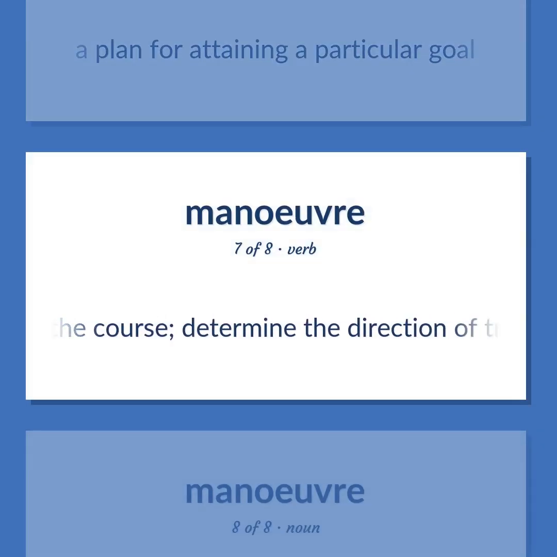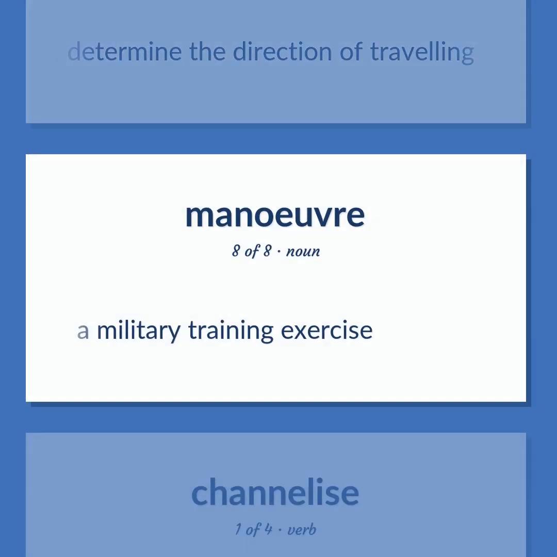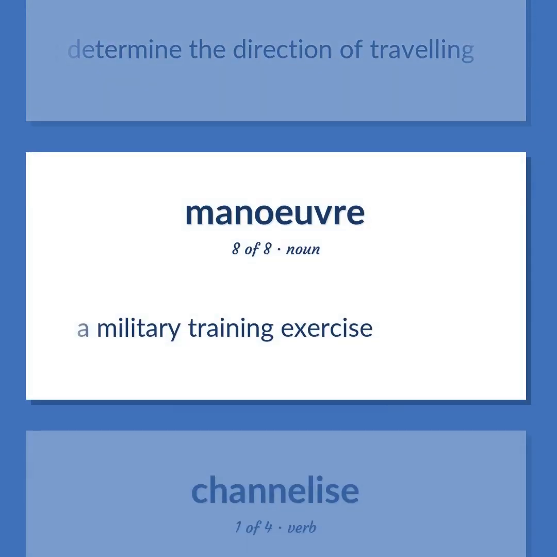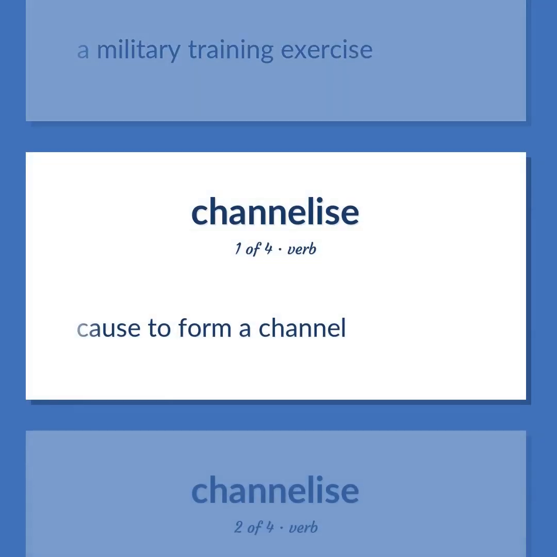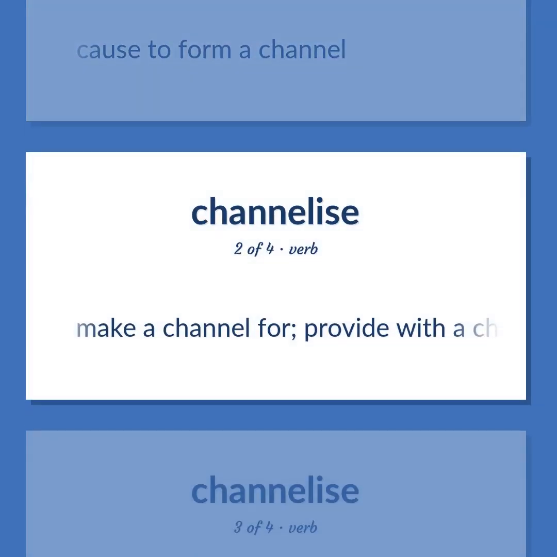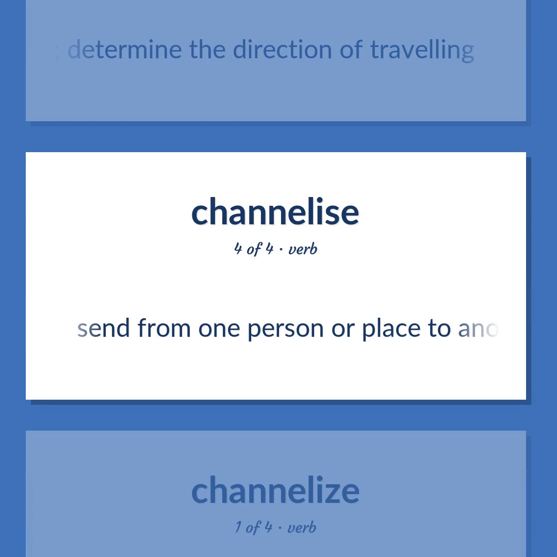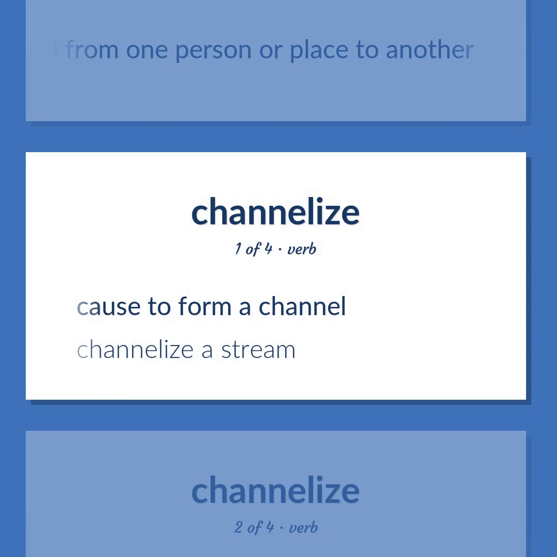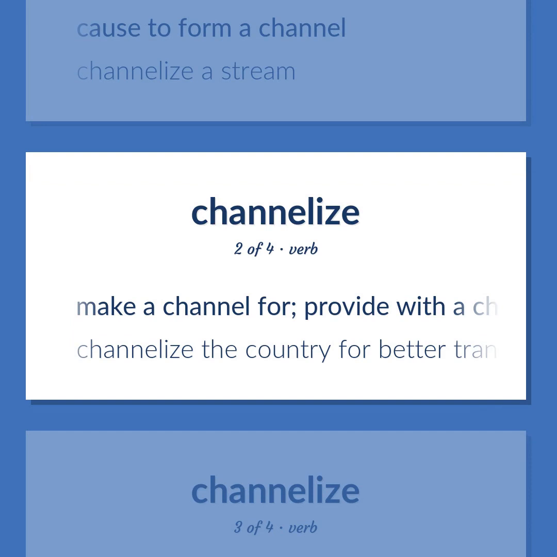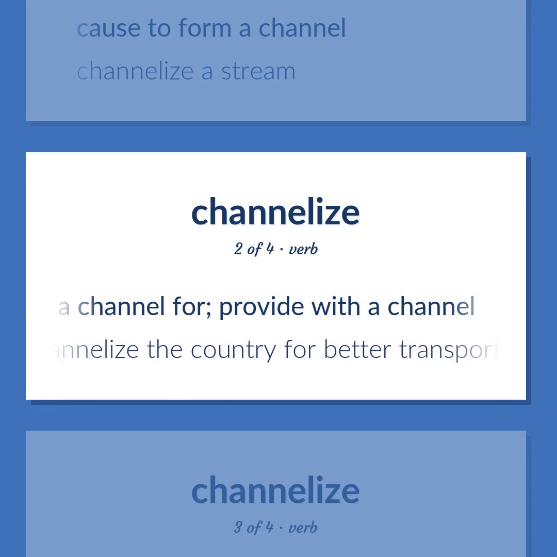Direct the course. Determine the direction of traveling. A military training exercise. Cause to form a channel. Make a channel for. Provide with a channel. Direct the course. Determine the direction of traveling. Send from one person or place to another. Cause to form a channel. Channelize a stream. Make a channel for. Provide with a channel. Channelize the country for better transportation.